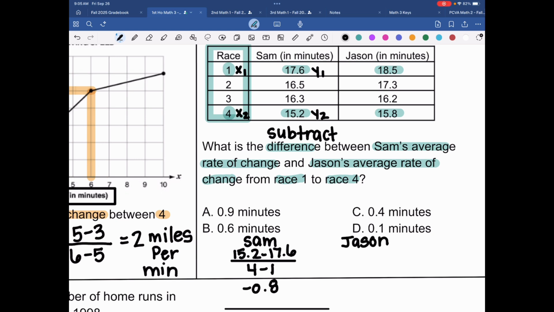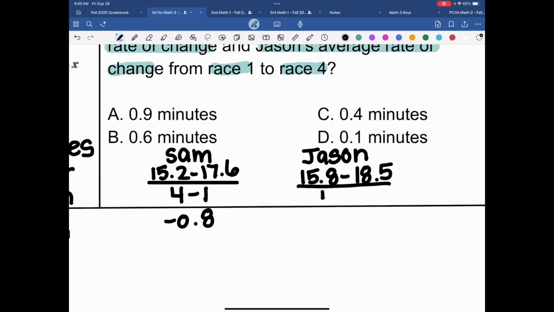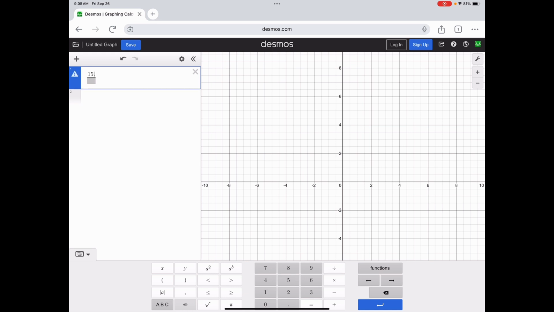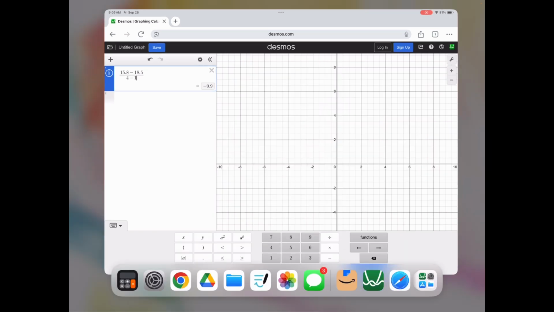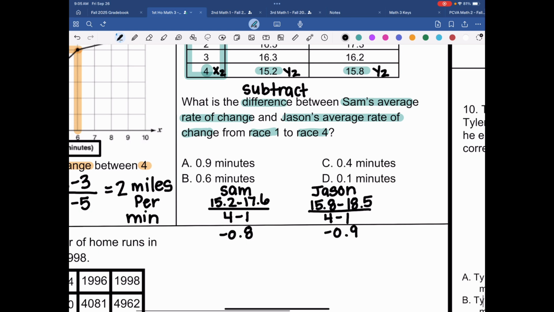So now we're also going to do Jason's time. Now, Jason, we're going to be looking at the race and his times over here. So this is Jason's y1 and y2. So for him, we're going to say 15.8 minus 18.5. And then we're going to divide that by 4 minus 1. So again, we're going to set up our problem. And I get negative 0.9.